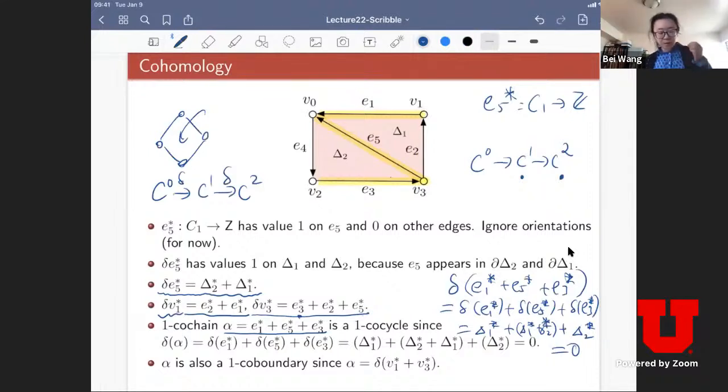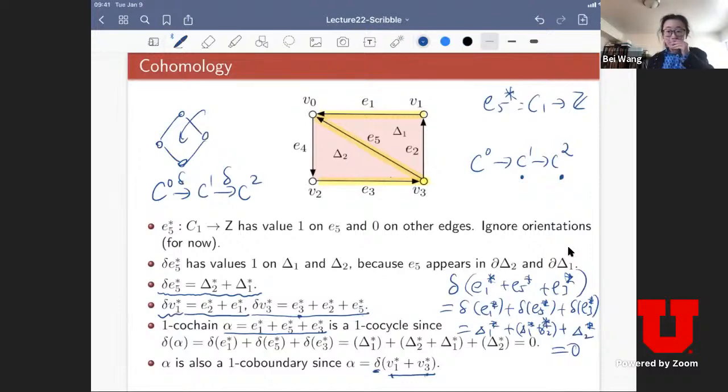Okay, if it's a co-boundary, if it's coming from something of lower dimension, right? So it has to be a co-boundary of a lower dimension. What's the lower dimension? Zero-dimensional cochain. So alpha, what I claim, is also a co-boundary because it's equal to the co-boundary of V1 star plus V3 star.